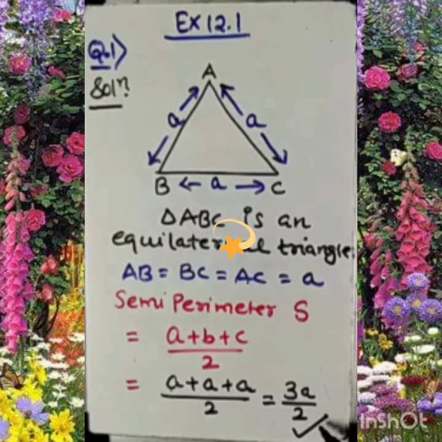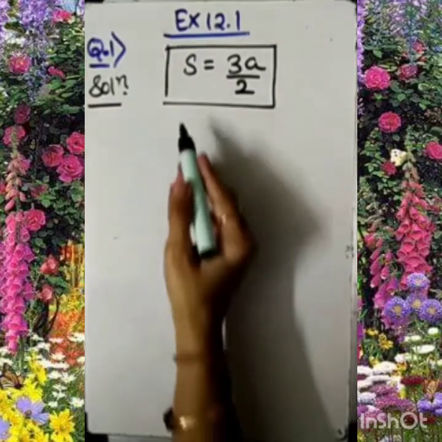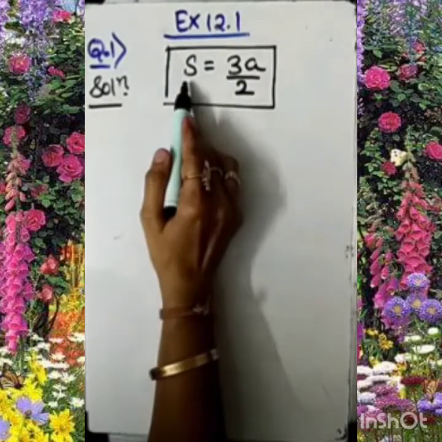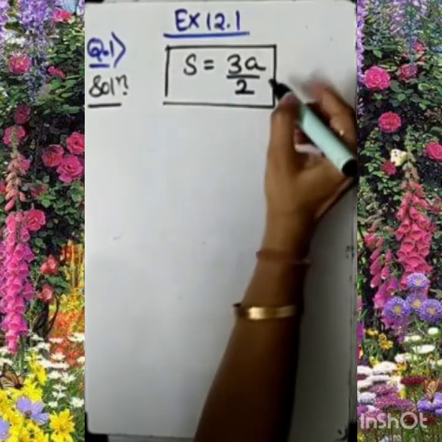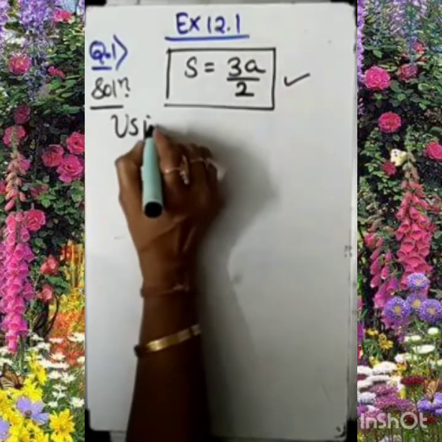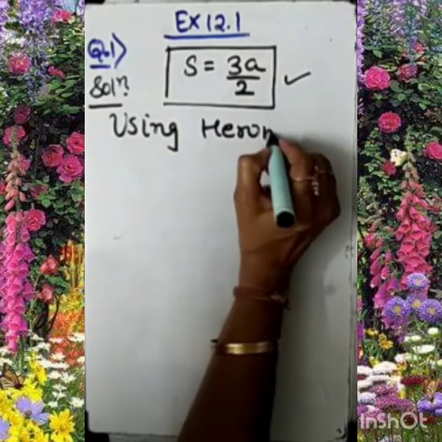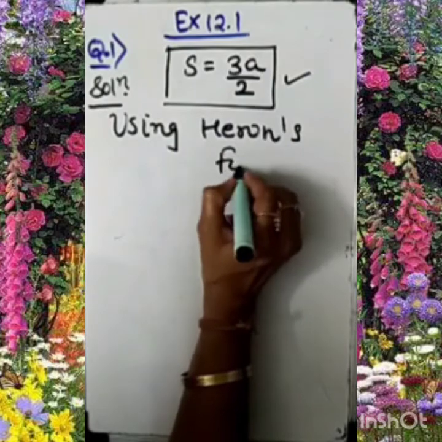Keep this as an important result. This we are going to apply in Heron's formula. S equal to 3a by 2. Now, let's apply Heron's formula. Here S equal to 3a by 2, that is the semi-perimeter. Now let's apply Heron's formula to find the area of a triangle.